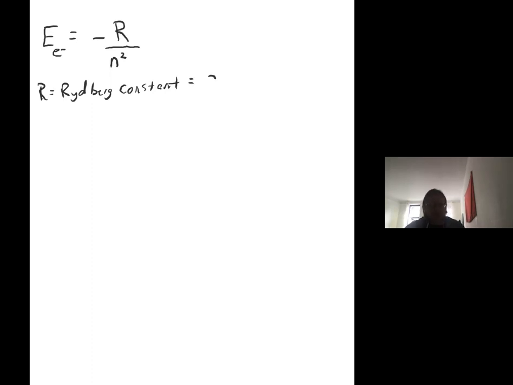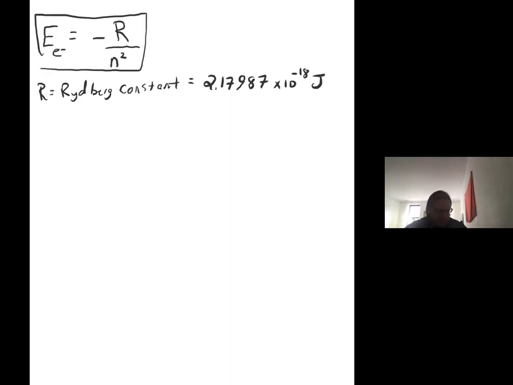It's 2.17987 times 10 to the minus 18 joules. They're pretty close in your book. They use 2.18. They just round it to 3 sig figs, but in the Alex, you see it with more sig figs. Okay, so this is the energy of the electron in the hydrogen atom.